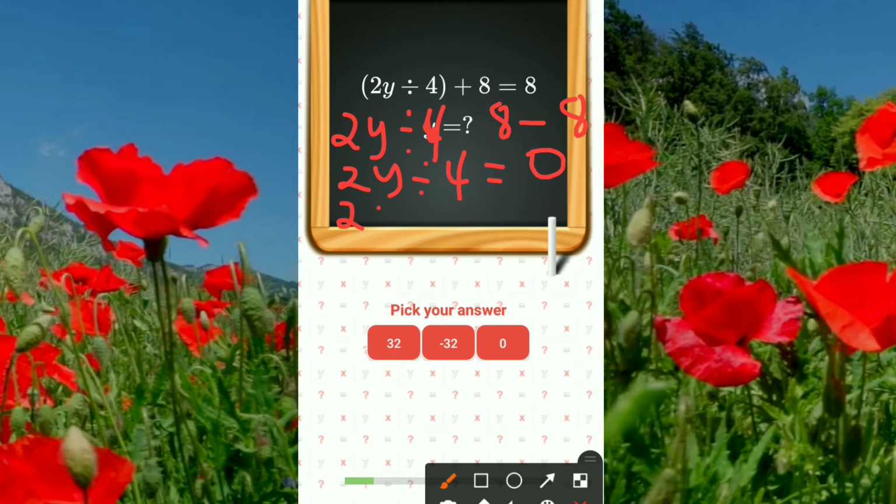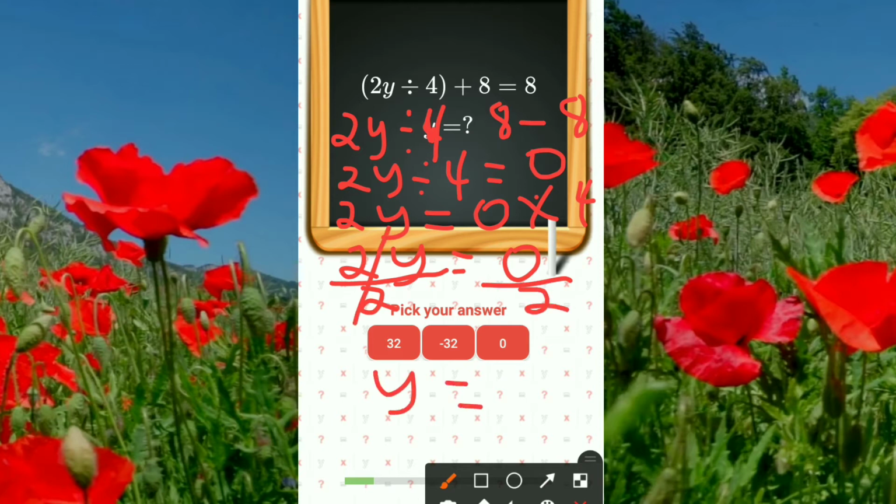Then 2y equals, so we need to multiply the 4 to both sides. So 0 times 4. So 2y equals 0. So 0 times 4 equals 0. And then, kahit i-divide natin yan ng 2 from both sides. So cancel. So y equals, so still 0 ang answer natin. So yan, 0 divided by 2 equals 0. So our answer is 0.